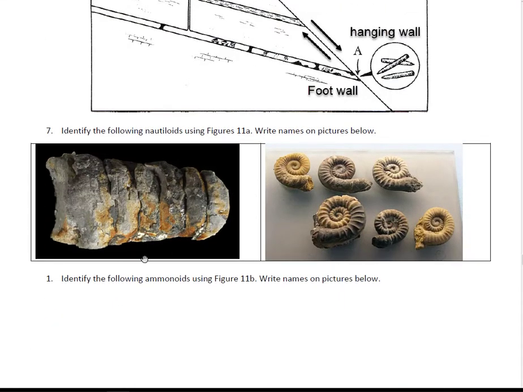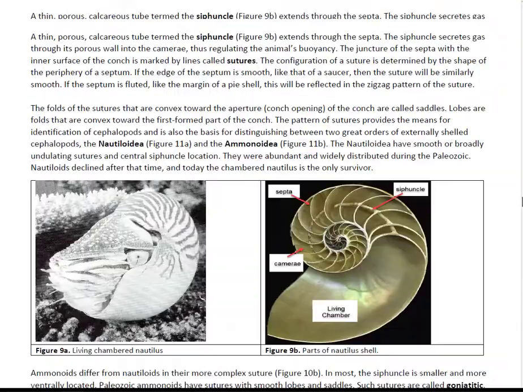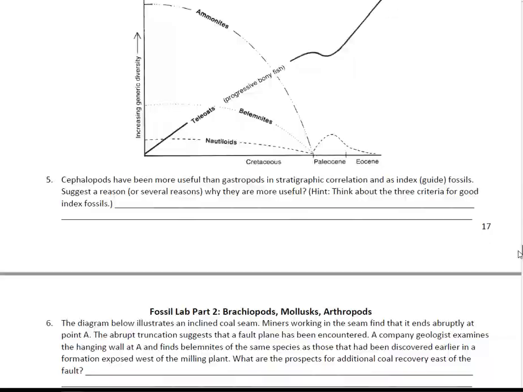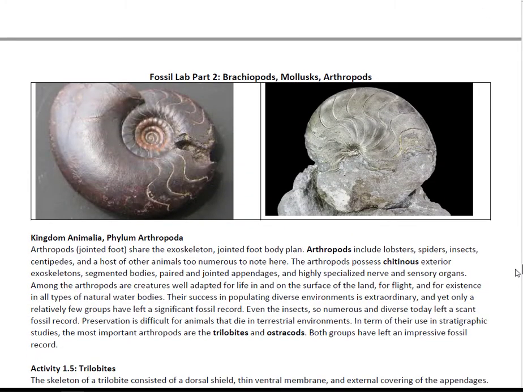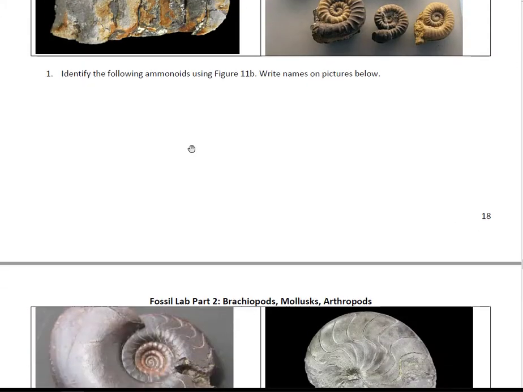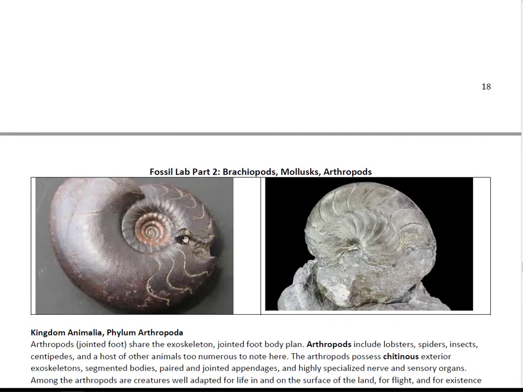And then here we're going to identify a couple of different nautiloids, and again, you want to use figure 11a up here on the different nautiloids. And then I think I have some ammonoids. Yeah, so here are some ammonoids. So it led on to the next page here, but take a look at the suture patterns, and that may help you identify what ammonoids these are.